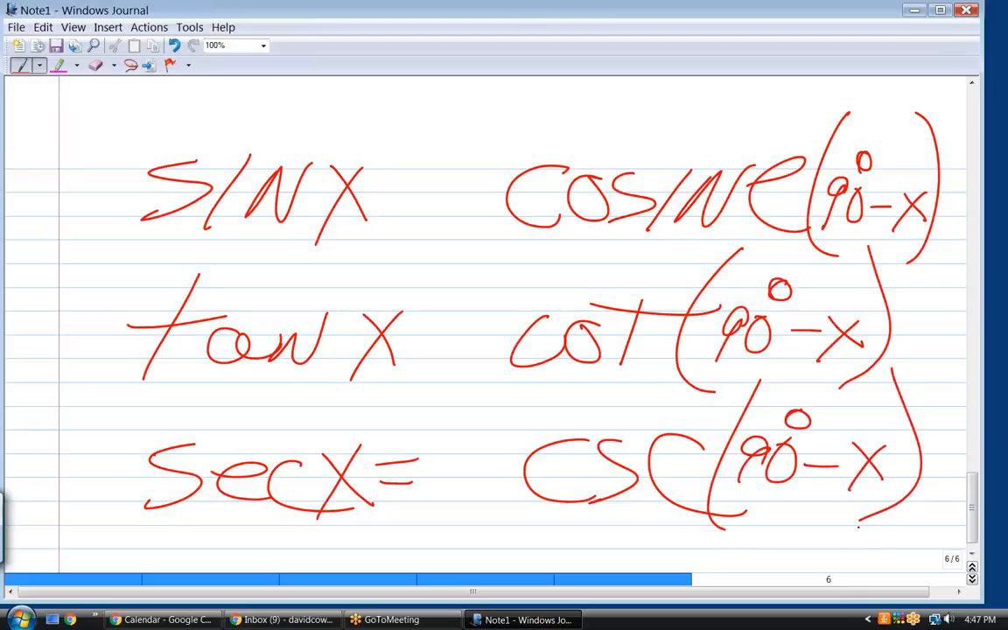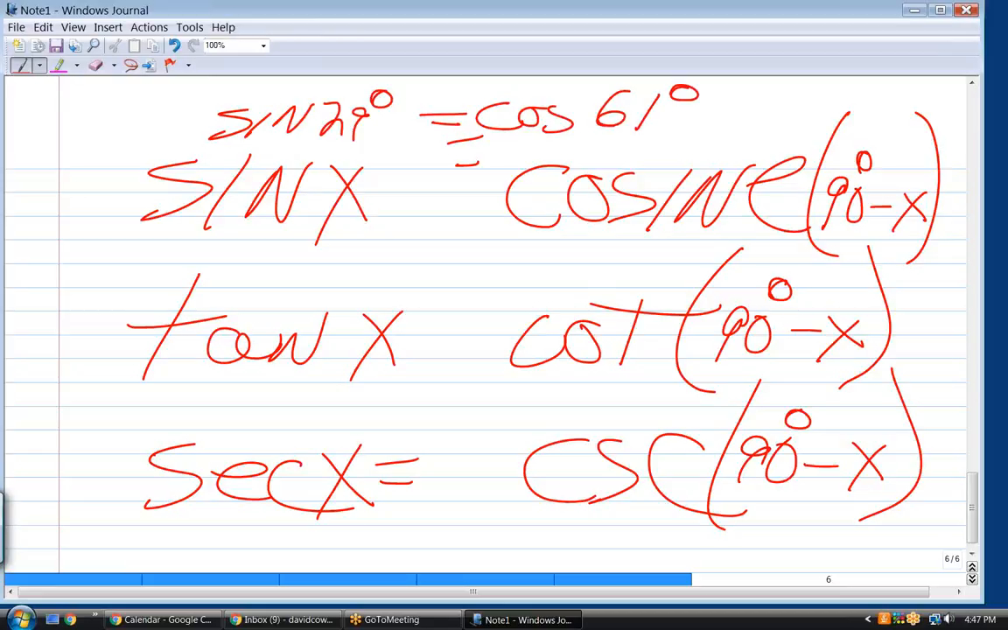In other words, if I said the sine of 30 degrees equals 1/2, what angle? If I plug in 30, that means that the sine of 30 degrees is equal to the cosine of 60 degrees. Always. Or I could say the sine of 29 degrees is always equal to the cosine of 61 degrees. That's what cofunction means.